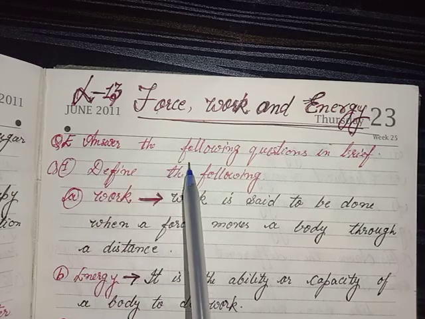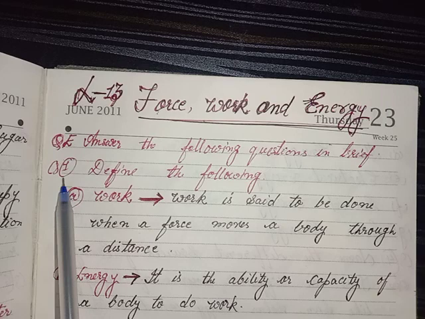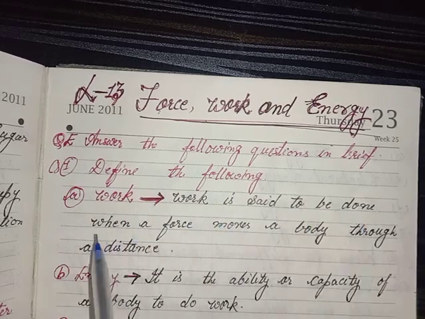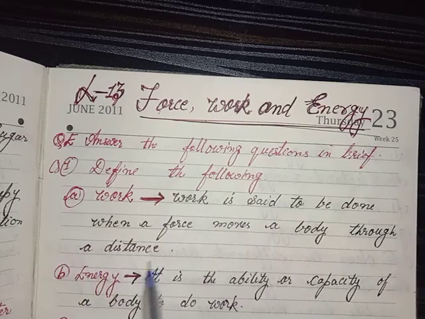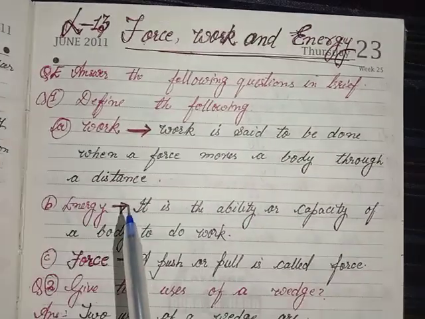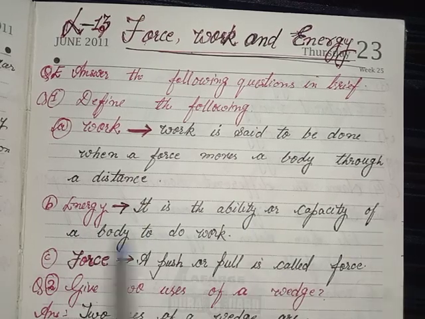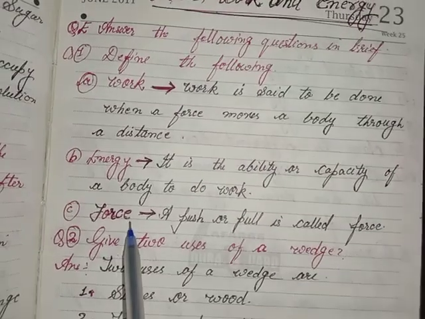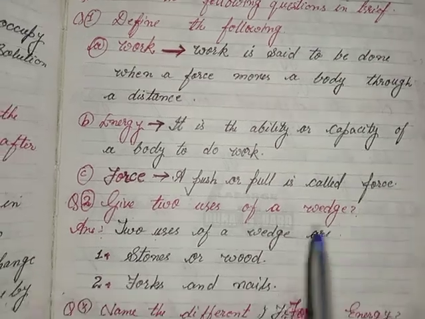E. Answer the following questions in brief. First, define the following. A. Work. Work is said to be done when a force moves a body through a distance. B. Energy. It is the ability or capacity of a body to do work. C. Force. A push or pull is called force.